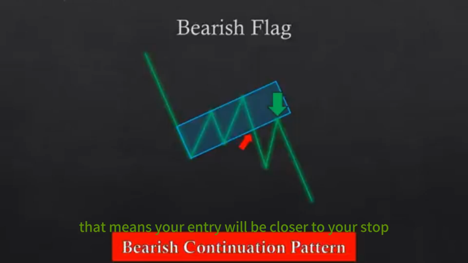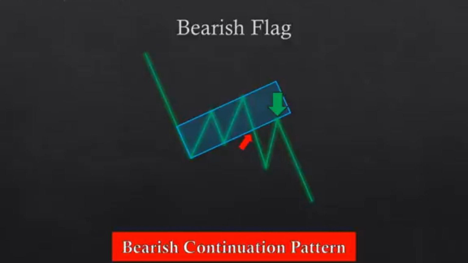That means your entry will be closer to your stop, therefore, you'll take less risk. The stop loss should be above the highest high in the flag. The take profit should be at least 3 times as big as the stop. Next pattern we're going to study is also very simple. It's exactly the same shape for bullish and bearish variations.